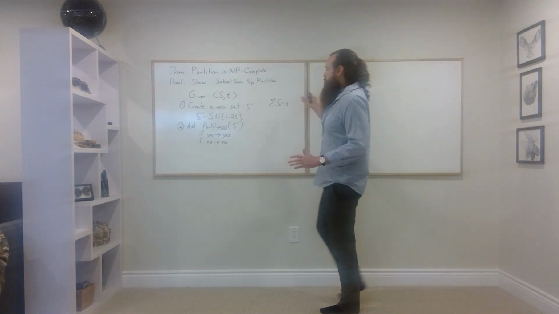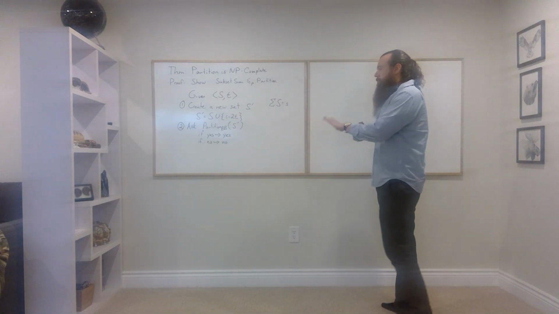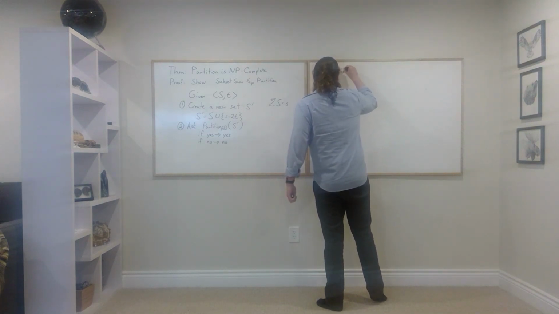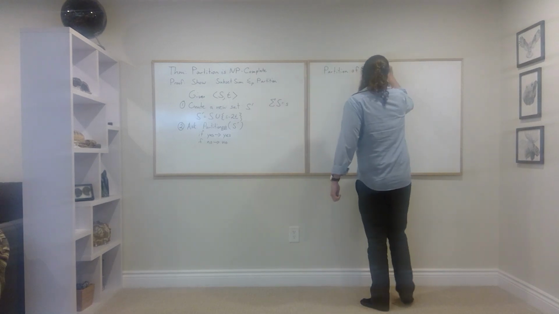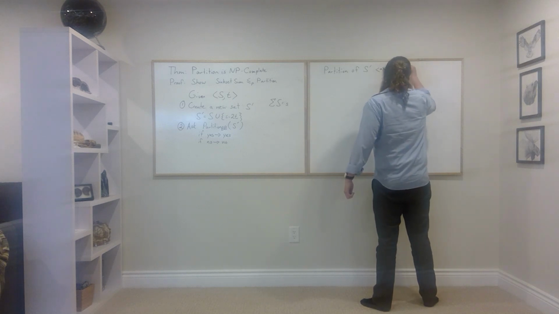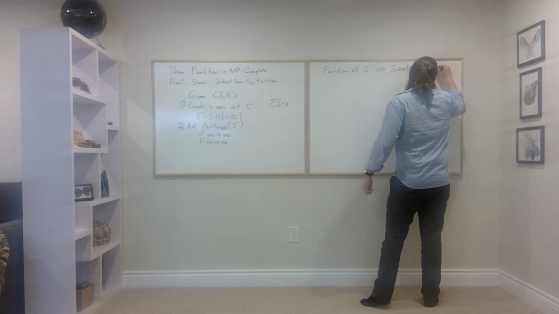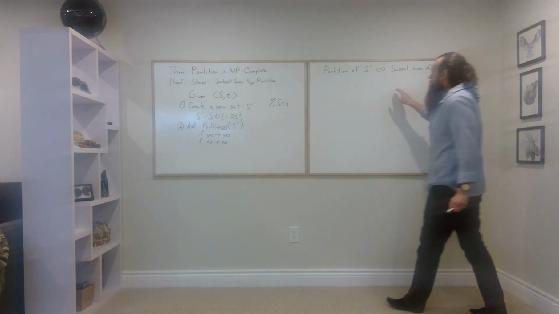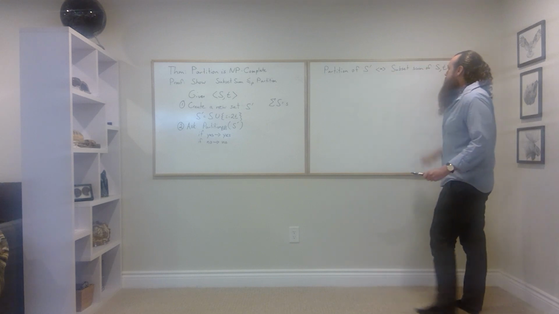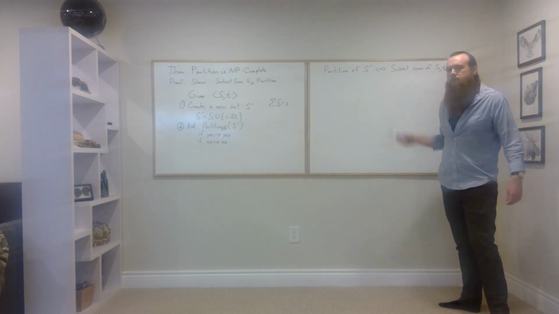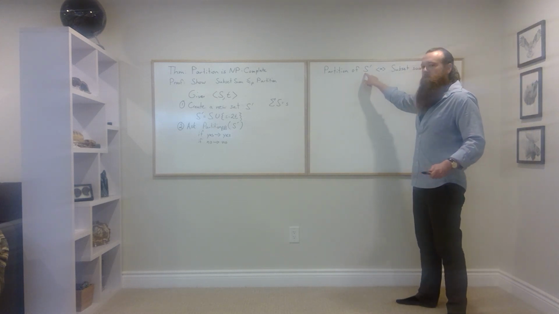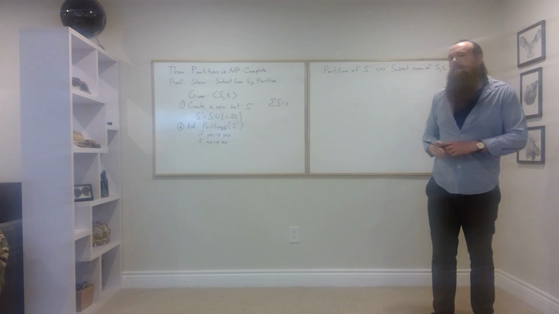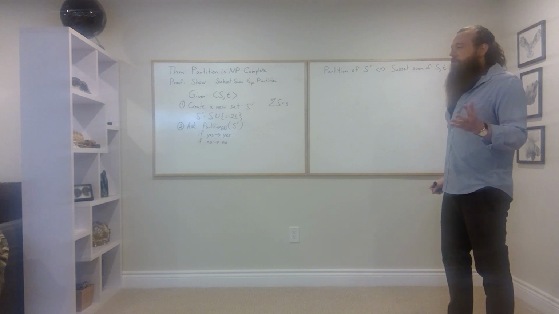Okay, so what has to be true for this reduction to work? I need a partition of S prime if and only if there's a subset sum of S and t. So this reduction works if there is a partition of S prime if and only if there's a subset sum of S, t. In order to prove this, I need to show two things. First, a partition of S prime implies there's a subset sum S, t, and I need to show that if there's a subset sum S, t, that implies there's a partition of S prime. So it's going to be two steps. Let's see if we can tackle it one step at a time.